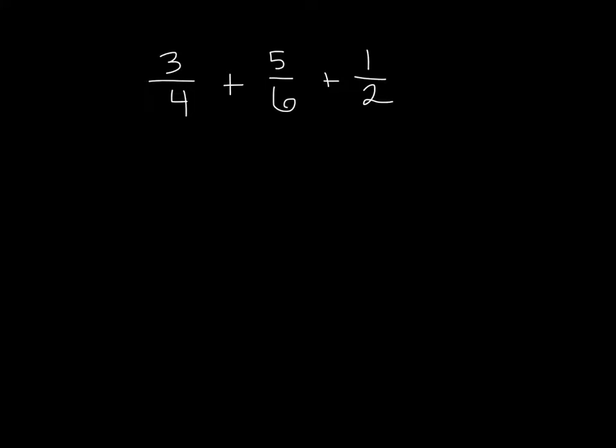Okay, let's look at this example with 3 fractions. If we're trying to add them together, we first of all need to get a common denominator. So we have the denominators 4, 6, and 2. And the smallest number that all 3 of those will go into is 12. So 12 is my common denominator.